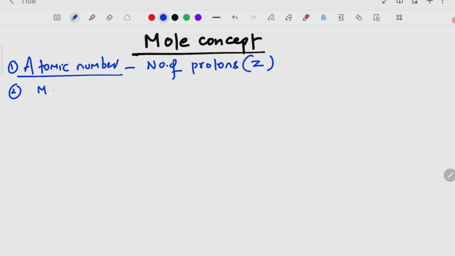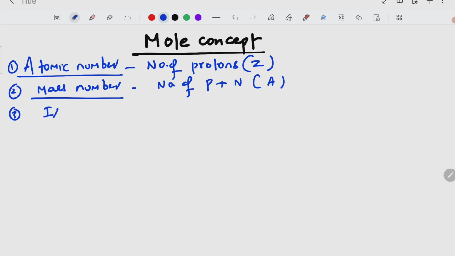Another term, that is mass number. Mass number is equal to number of protons plus neutrons, which is represented by using A. By using these two terms, we can define one important term, that is isotopes. Isotopes are referred as atoms of same element having same atomic number, that is Z, and different mass number, which is A.